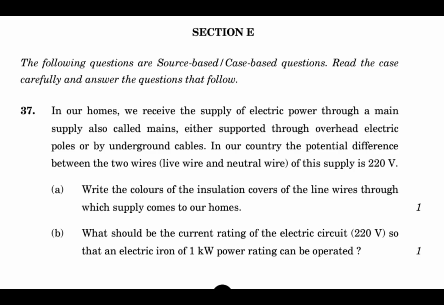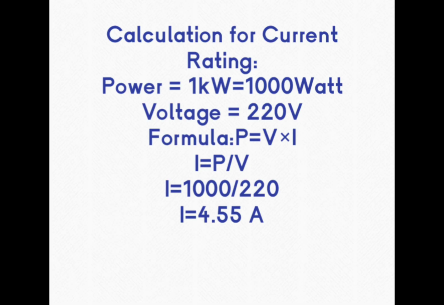Okay, next, second question. What should be the current rating of the electric circuit so that an electric iron of 1 kilowatt power rating can be operated? Here they gave potential difference 220 volt and power 1 kilowatt. So we know the power formula: P is equal to V into I. By using these two quantities, we can find the current value. We are finding I, so rewrite the formula: I is equal to P by V.